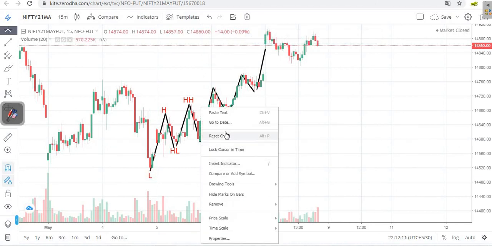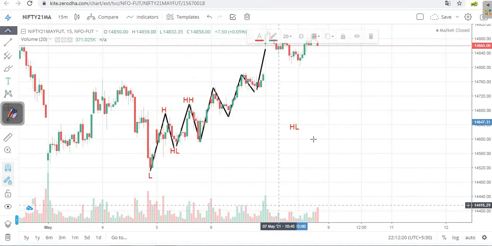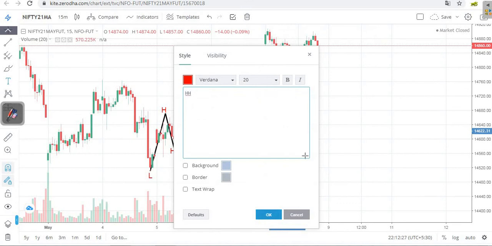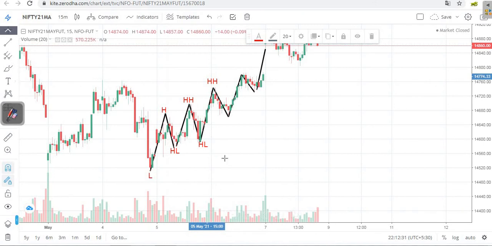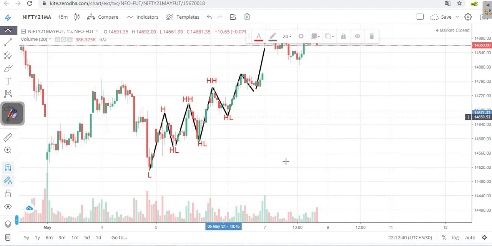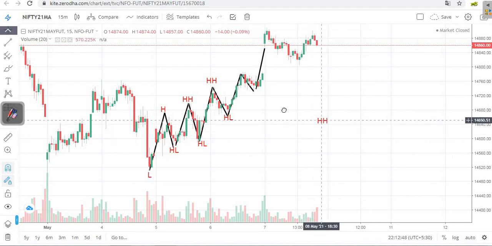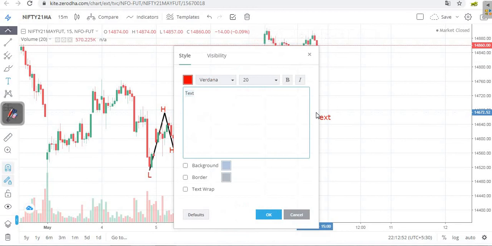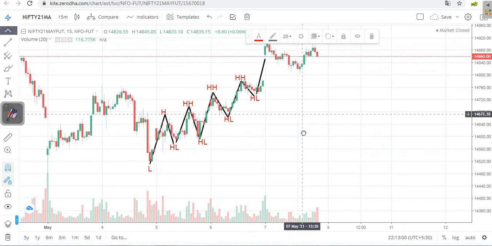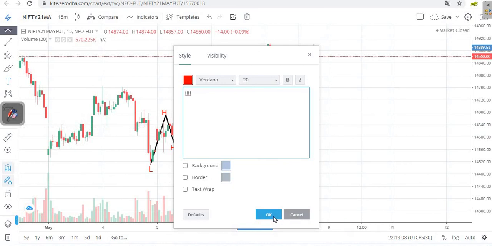This is higher low, higher low, and this is higher high, this is higher low, this is higher high, and this is higher low, and this is also higher high.